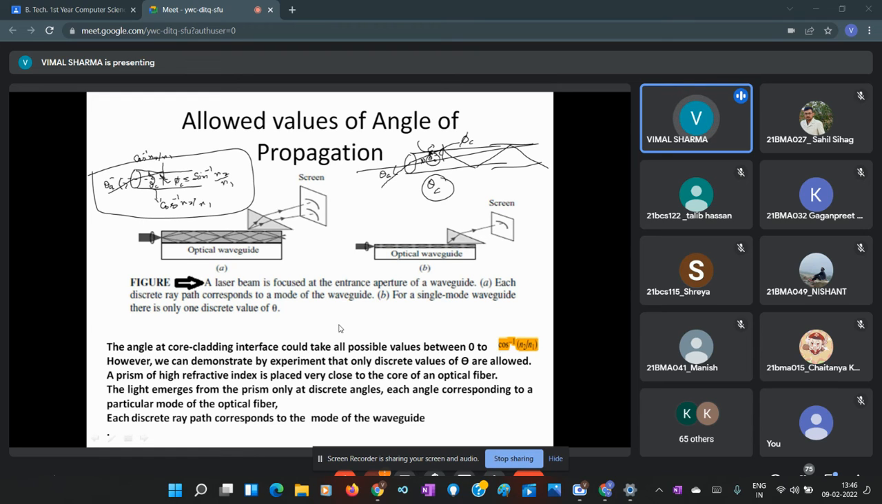So with the core cladding interface, the angle made by the ray which is just accepted by the optical fiber is this much, or it varies from 0 to sine inverse n2 over n1.